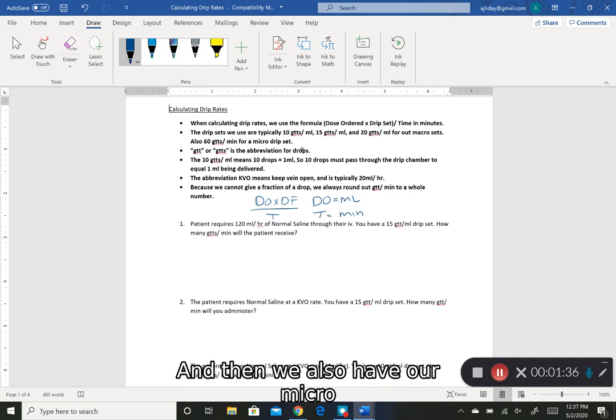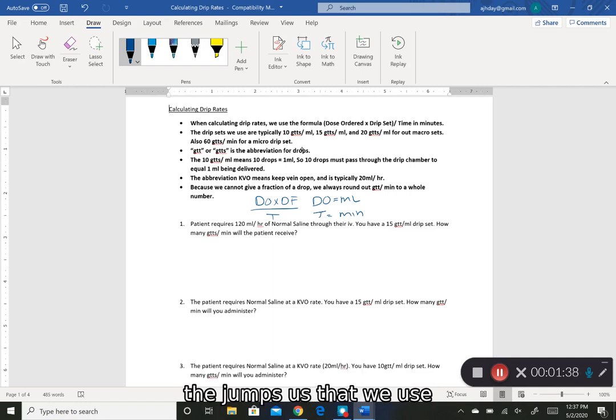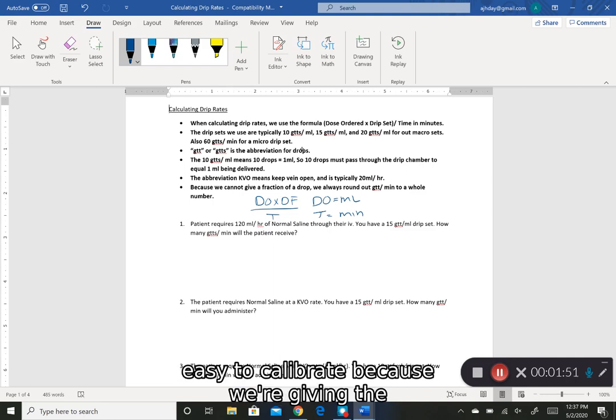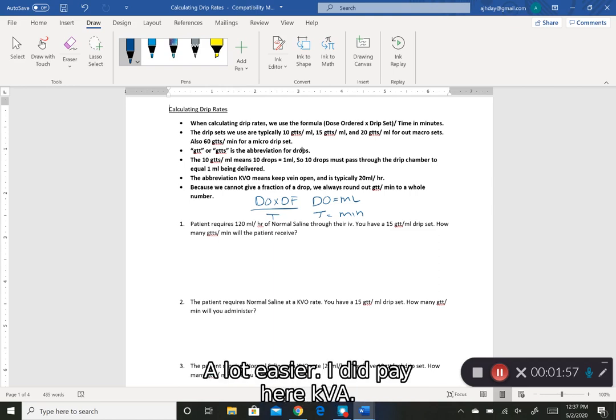And then we also have our micro drip sets, and those are the drip sets that we use typically for giving medication. So we'll definitely get familiar with micro drip sets when we start talking about dopamine and epi infusions. But those have the needle in the middle, and it's just a little easier to calibrate because 60 of those drops equal 1 ml. So we can control the flow rate a lot easier.